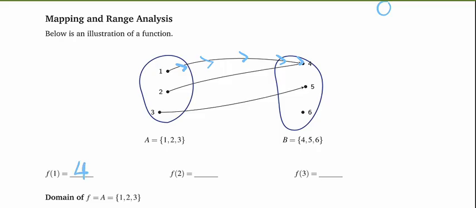Good. Now, what about 2? Map it all the way to the end, and what do you get? You get 4 still. Good. Map this all the way to the end, and what do you get?